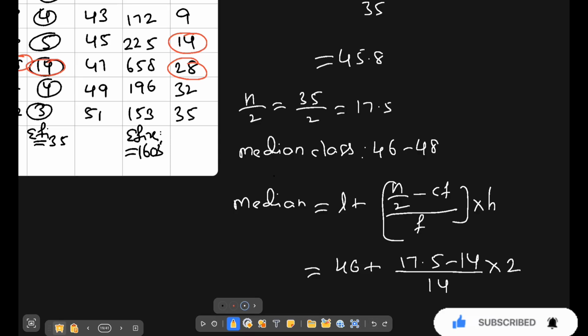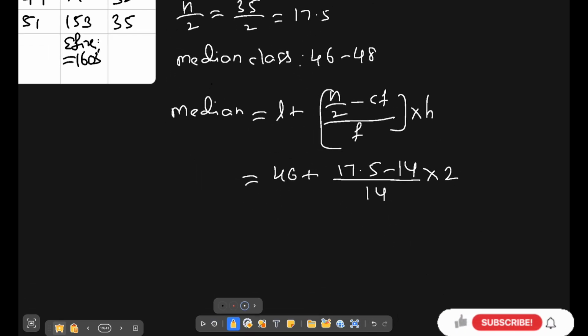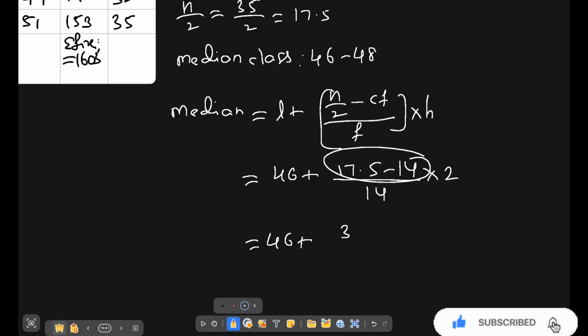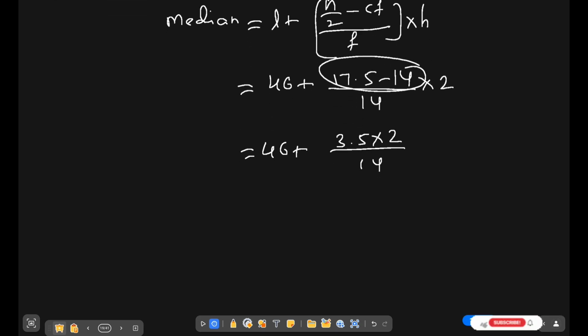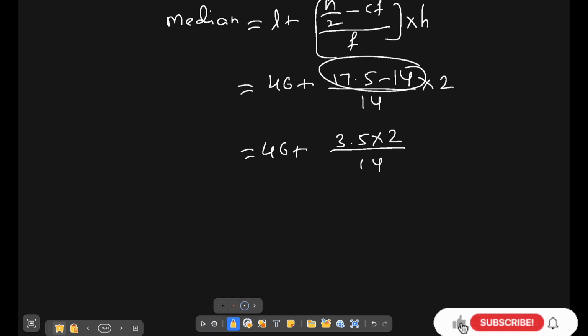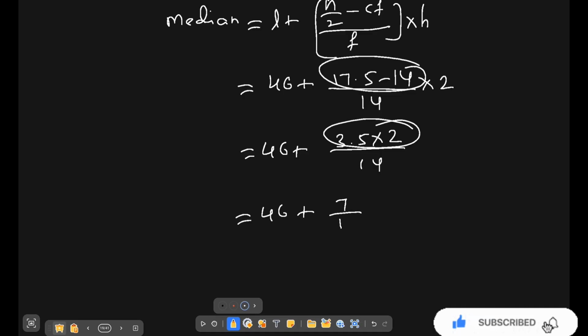So here the lower boundary is 46, n by 2 is 17.5, the cumulative frequency before is 14, the frequency of the median class is 14, and h is 2. So this equals 46 plus 17.5 minus 14 is 3.5, into 2 by 14. That is 46 plus 7 by 14, which is 0.5. So it is equal to 46.5.